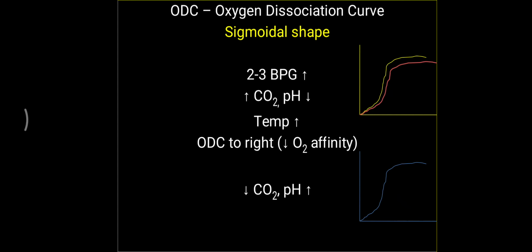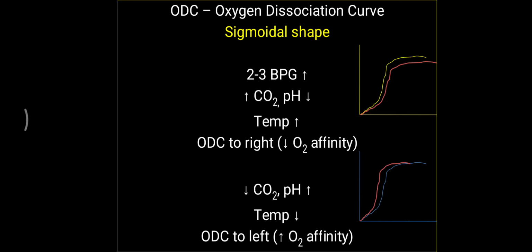Further, decreased levels of carbon dioxide, increased pH at the lung level, and decreased temperature also shift the ODC to the left side, with more oxygen affinity and more binding of oxygen to the hemoglobin. So shifting of the ODC to the left side shows more oxygen affinity of the hemoglobin. That is simply the oxygen dissociation curve. You have to remember it in relation to 2,3-BPG, carbon dioxide, pH and temperature. That's all about the ODC and hemoglobin.